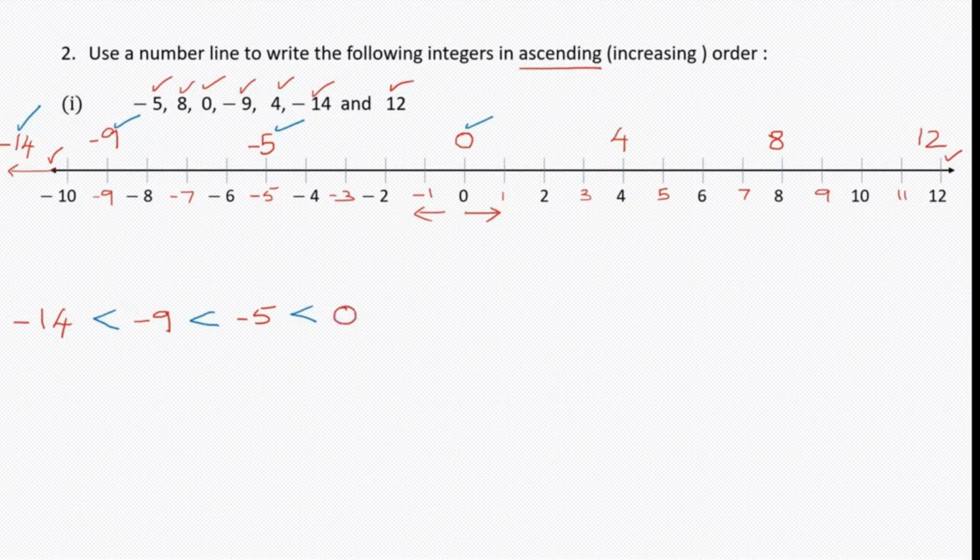And then the next one is 4. So 0 is smaller than 4. Go to the next one, 8. 4 is less than 8. Then I go to the last one, 12, and 8 is smaller than 12. So I've got my answer. All the numbers that I've written here are in ascending order.